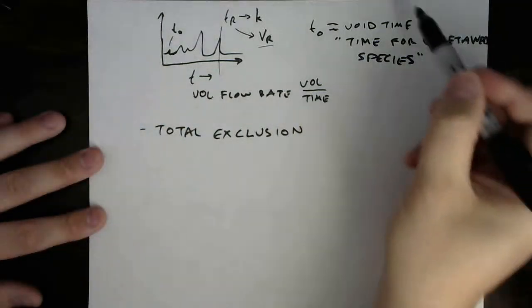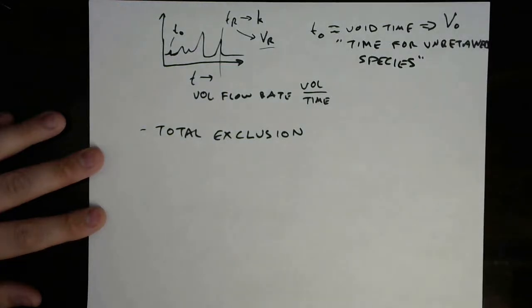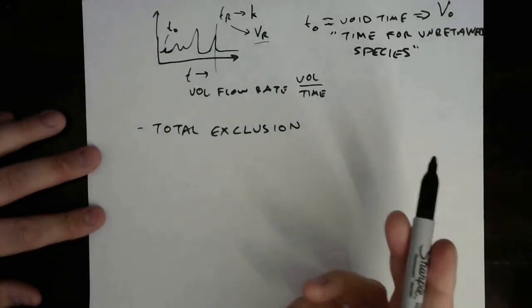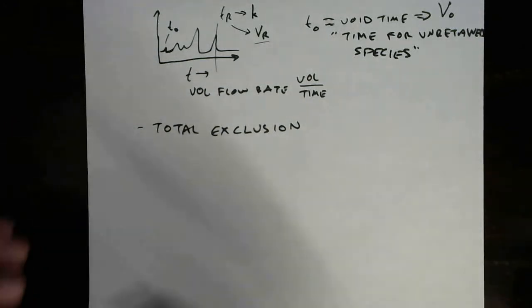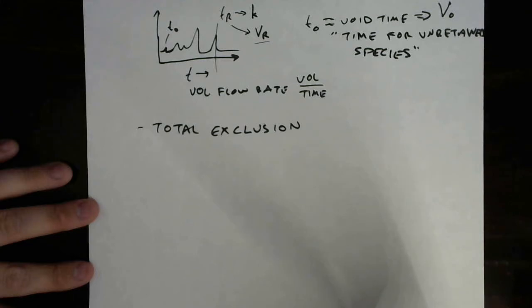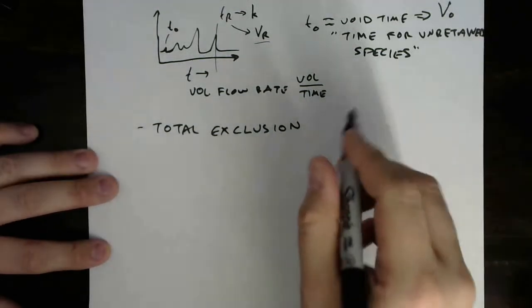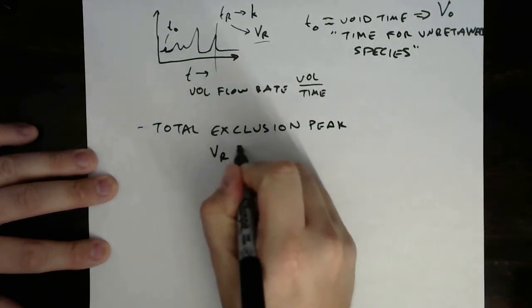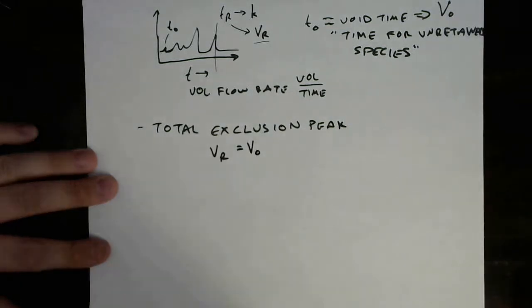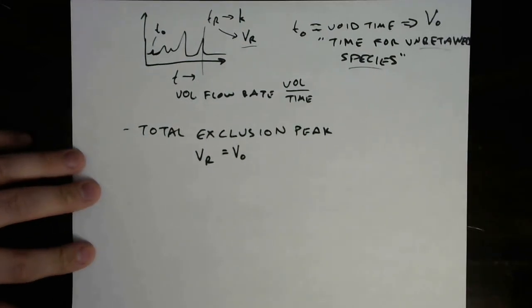We can convert that to volume, and we can call it V sub 0. So if our analytes are too large to interact with the pores of our stationary phase particles, then we can assume that their retention volume, so the total exclusion peak, the retention volume for that, V sub r, is equal to our void volume. It is this unretained species. So that's a fairly straightforward description.